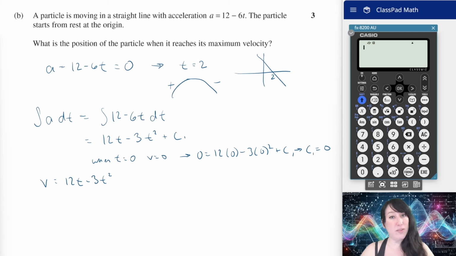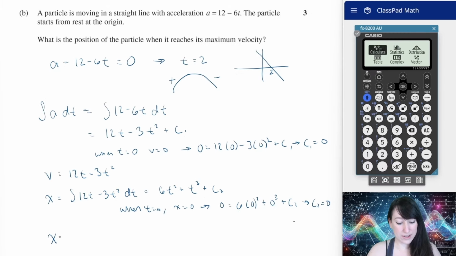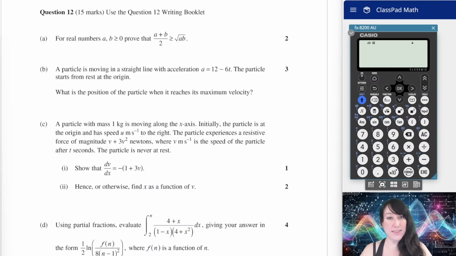Now position will be the integral of velocity. Now the particle starts at the origin, so when t is 0, x is 0. So c2 is 0. So x is 6t squared plus t cubed. And when t is 2, x, the position, will be positive 32.